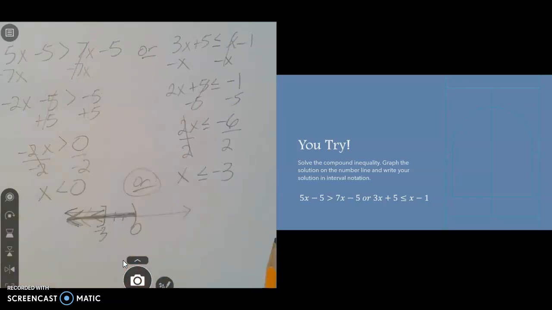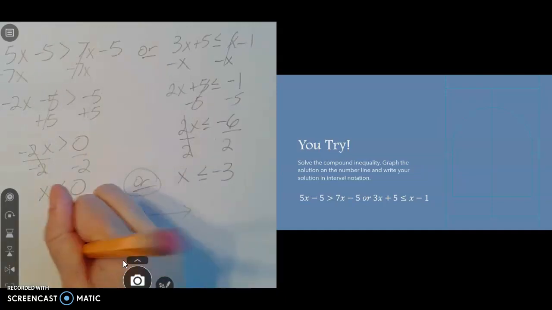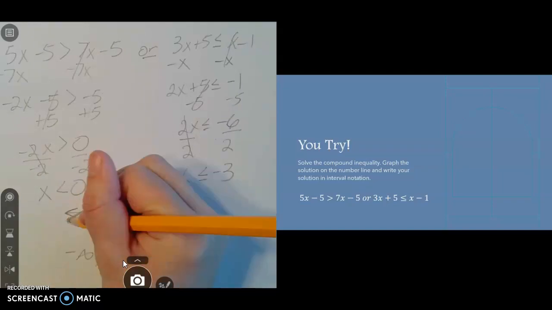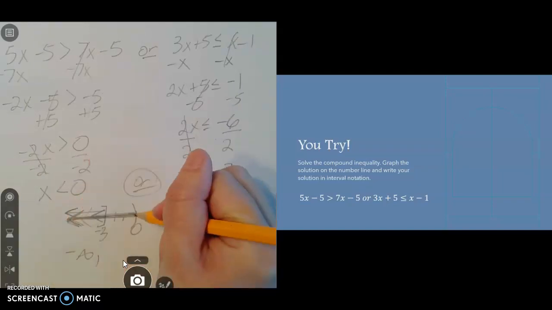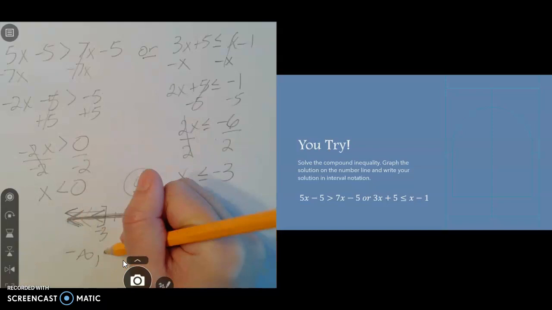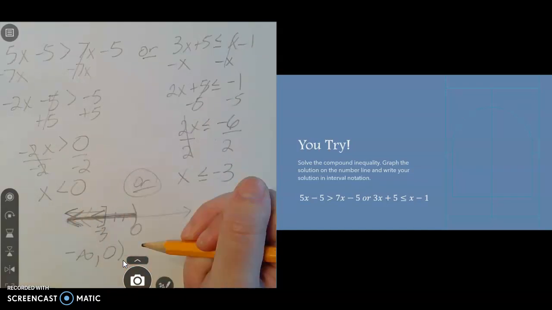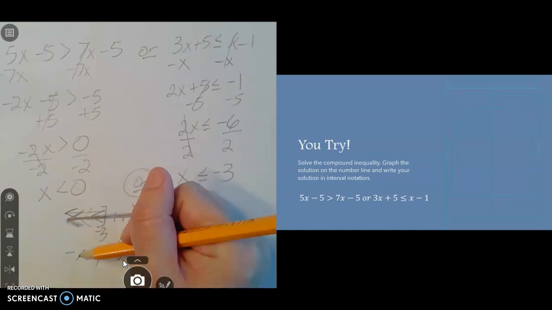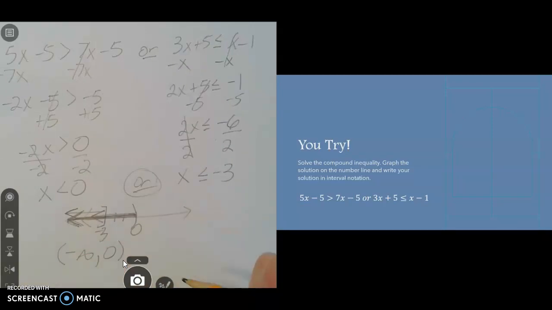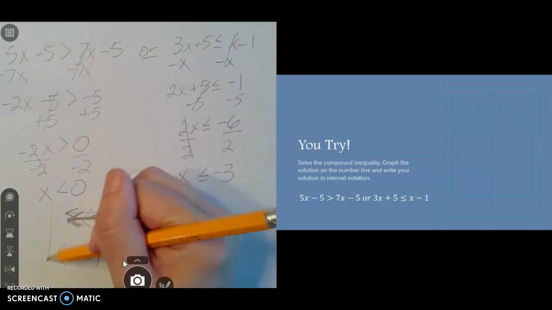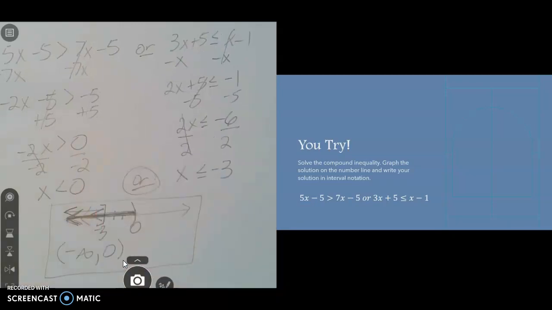So in interval notation, how far left does that union go? Well, it keeps on going forever in the negative direction, so that's negative infinity. How far to the right does it go? Well, it stops at 0, and at 0 we have a parenthesis, so I will have a parenthesis in my interval notation. I'll also have a parenthesis with the negative infinity because infinities always have a parenthesis with them. So there's my graph, and there's my interval notation for this compound inequality.